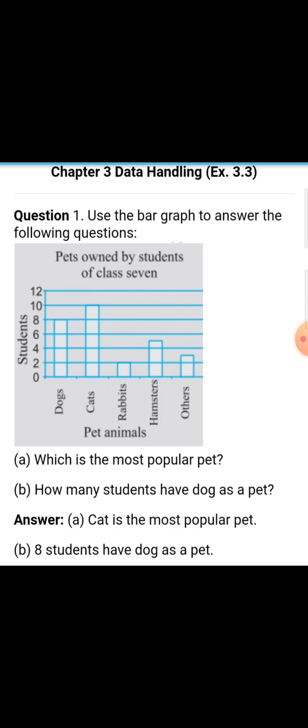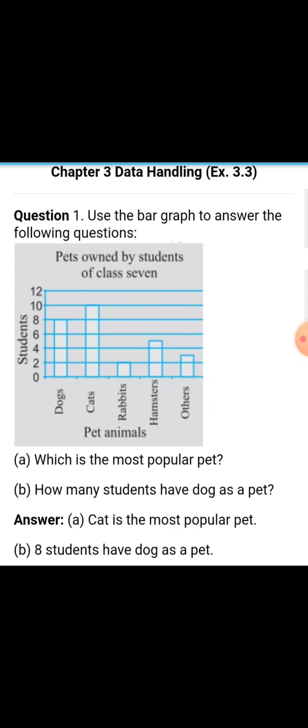Eight students have dogs, 10 have cats, 2 have rabbits, 5 have hamsters, and 3 students have other pets. Now let us read the question first. Which is the most popular pet? Cat has the biggest bar, so cat is the most popular pet.